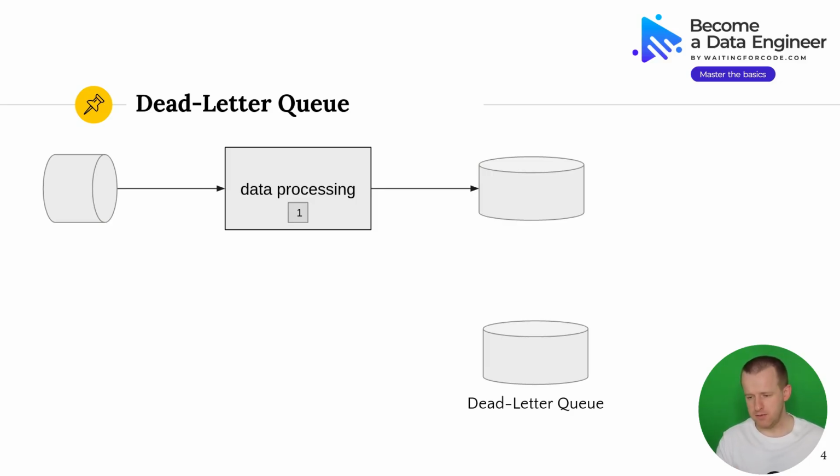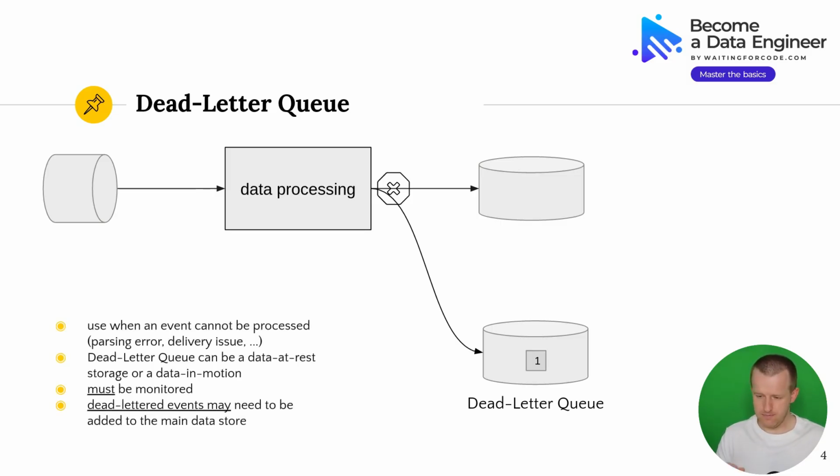So here we have our data processing job and we have two data sinks, our main sink and the dead letter queue sink. And now when our record cannot be processed or cannot be delivered, to avoid breaking the pipeline, because streaming pipelines are supposed to be long-running applications, we write this record to the dead letter queue so that it can be analyzed or eventually reinjected again to the main data store. So use it when you cannot parse or process an event.